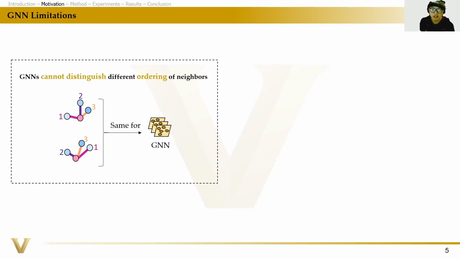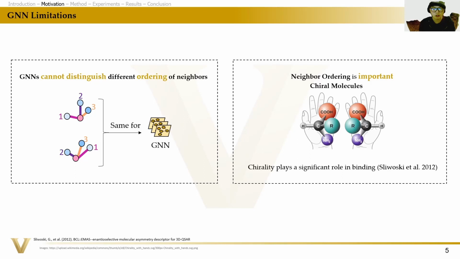However, we can see that there is a limitation for this graph neural network. Graph neural network cannot distinguish different ordering of neighbors. However, this ordering is important. For example, in chemistry, we have chiral molecules, which are essentially the mirror image of each other, and the chirality plays a significant role in binding. So we want to capture these neighbor ordering. So here we design the molecular convolution to solve this problem.